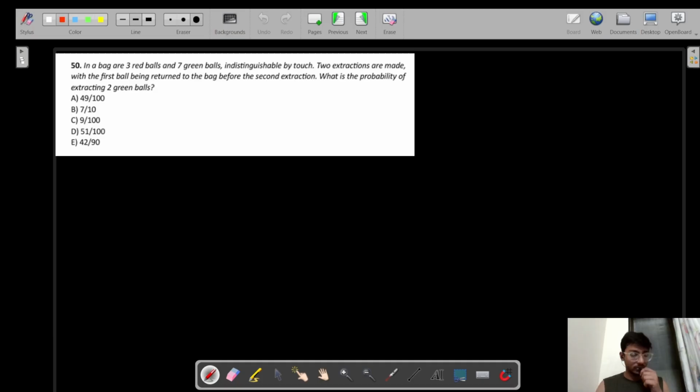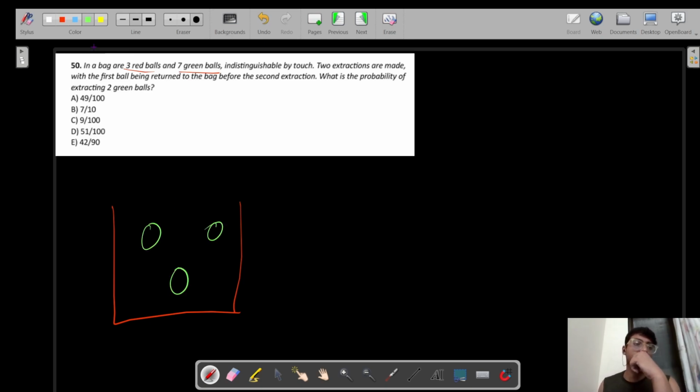Let's read the question. The question says that there is a bag, which has three red balls and seven green balls. So suppose you have three green balls, one, two, and three, and you have seven red balls: one, two, three, four, five, six, seven.